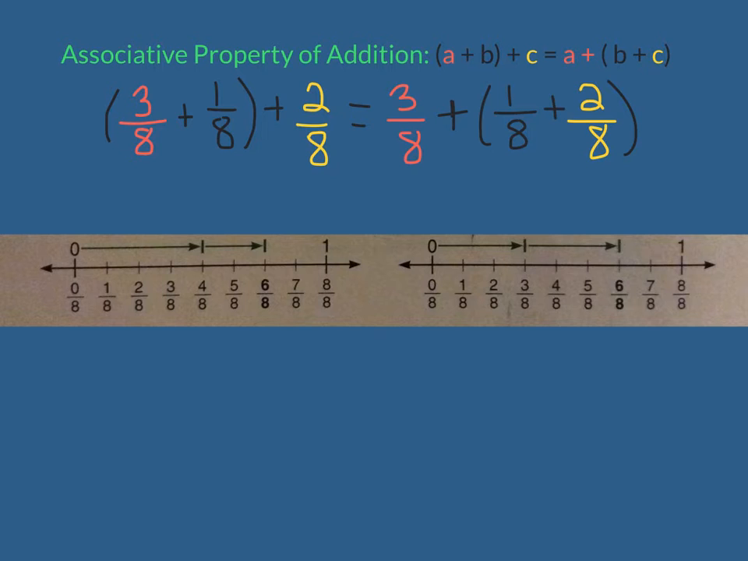Right here, we have 3/8 plus 1/8, which equals 4/8. So we start off here at our 4/8 plus 2/8. 1, 2, that gets us here to 6/8. Over here, we start off with 3/8 right here. And in these parentheses, we have 1/8 plus 2/8, which equals 3/8. So we need to add that. 1, 2, 3/8, which also gets us here to 6/8. So that's the associative property of addition.